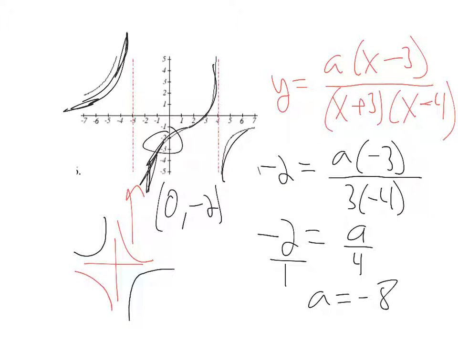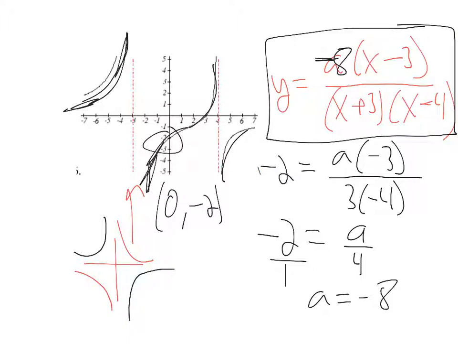So that tells me right here I should put, I don't know if I can erase that a, it's not going to let me. So I'm just going to write a negative 8 here, and that is a rational function that will represent this graph. So we looked at the vertical asymptotes, we looked at the 0, we looked for a stretch factor. Oh, we also looked whether it acts like 1 over x or 1 over x squared.